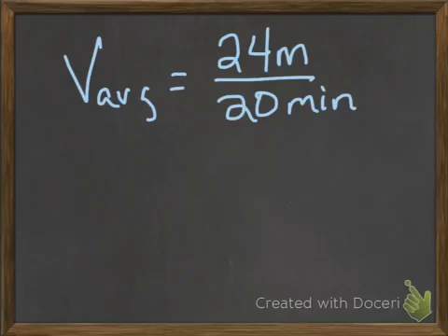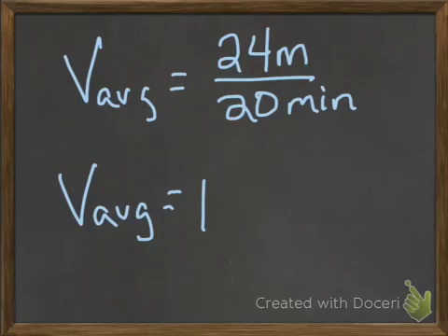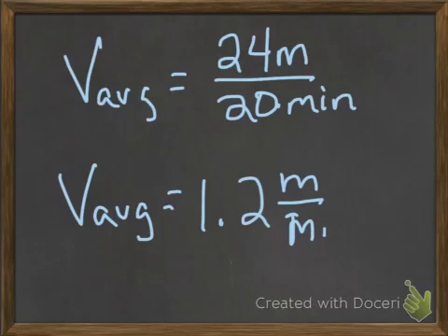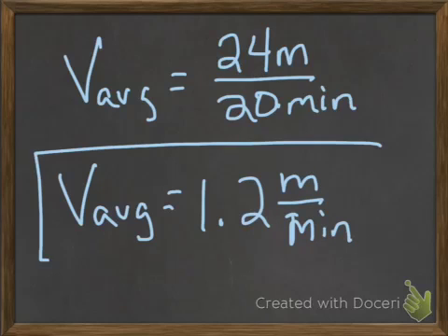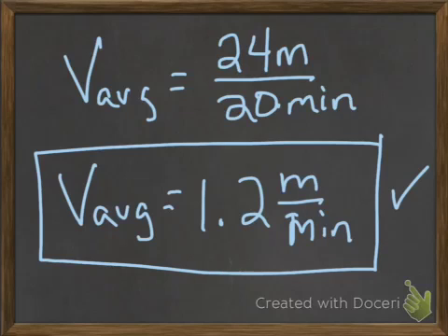So he went 24 meters in 20 minutes. So his average velocity would then be 1.2 meters per minute. And there's your answer.